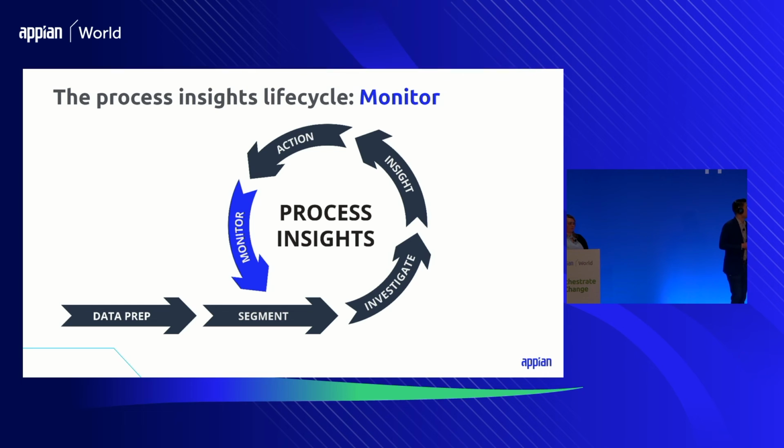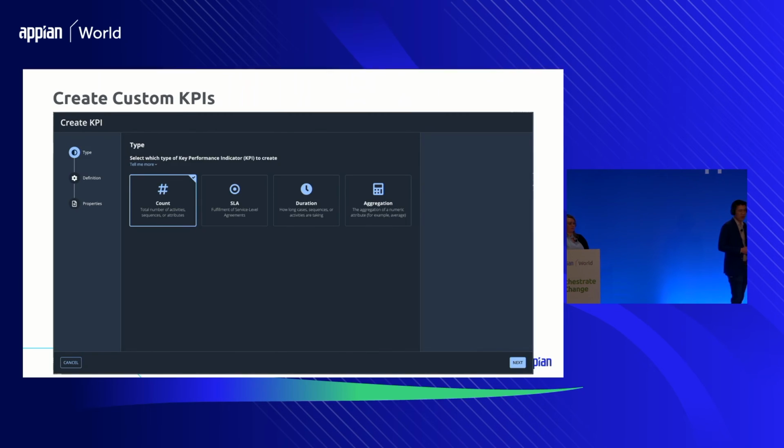All right, let's look at the last step of monitoring these improvements. Process Insights also helps you measure different KPIs. We let you measure pretty much anything within your process. You can count any activities or sequences or any process measure that you have. You can measure SLAs, you can measure duration for portions of your process, or you can have aggregations. You can aggregate data to be able to view.